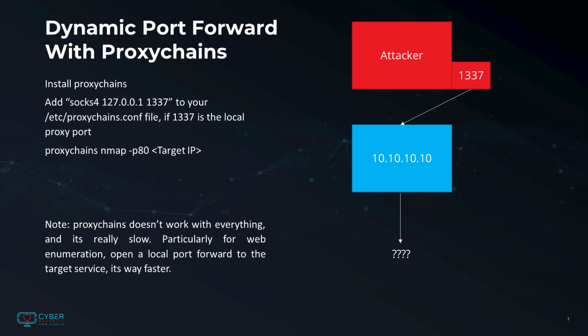Now, there's one important caveat in that proxy chains doesn't really work well with everything. It's a lot slower. And so for some things like web enumeration that require a fast connection and many connections, you really don't get very good performance out of proxy chains. And so in that case, a local port forward to the specific service that's being enumerated is a much more effective technique.